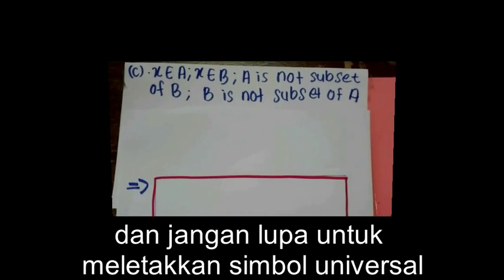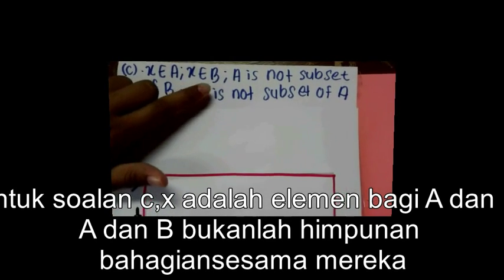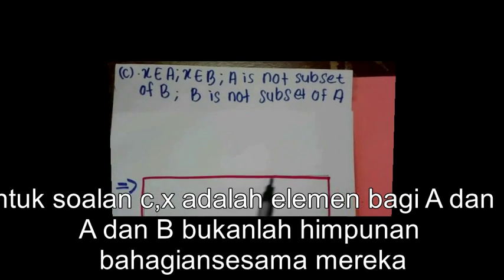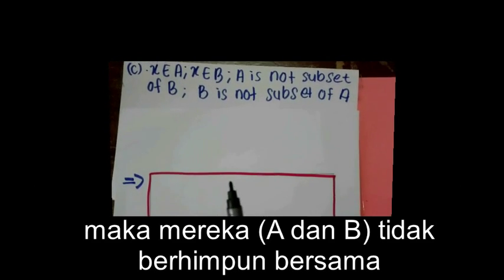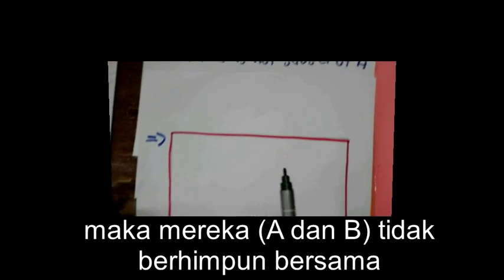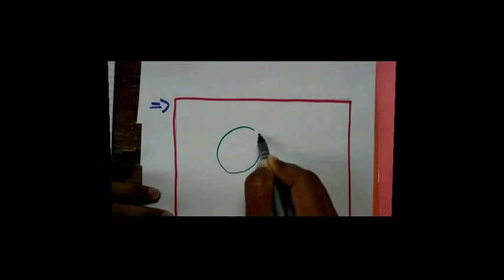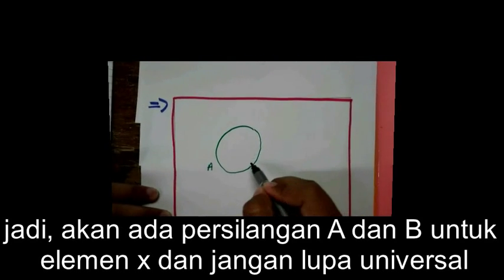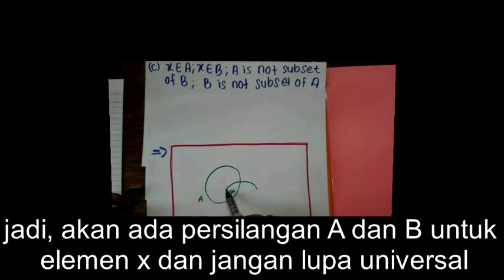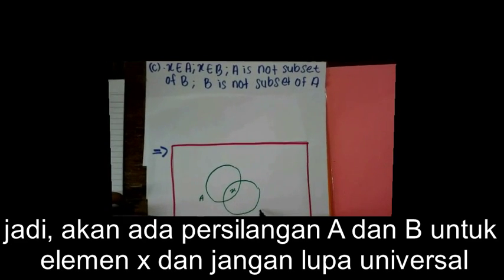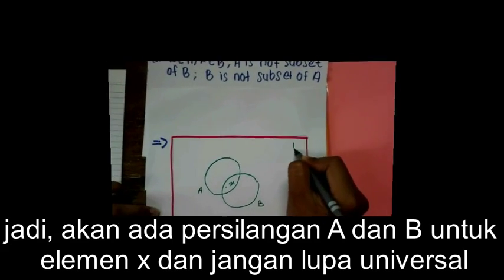For question C, X is an element of A. X is also an element of B. But A is not a subset of B, and B is not a subset of A. So they don't belong to each other, but they will have an intersection. So we have A with element X, but B also has element X. Thus, we put the intersection for A and B. And don't forget to put universal.